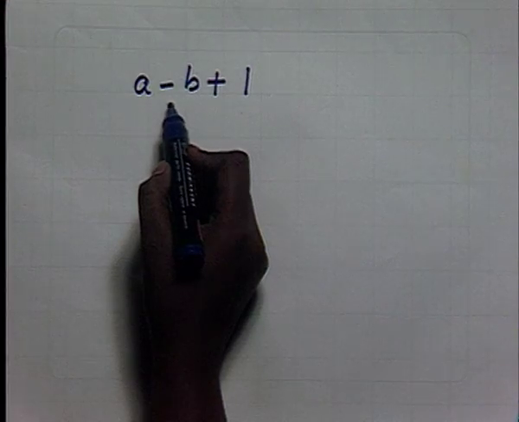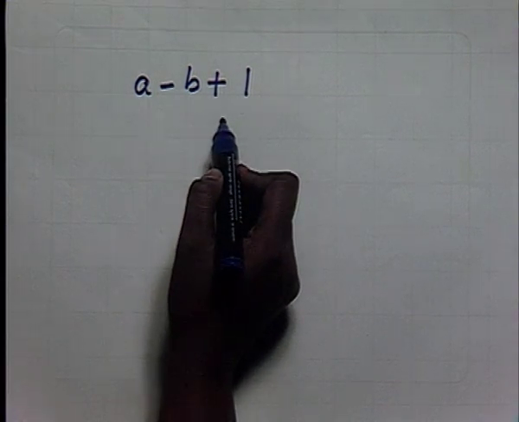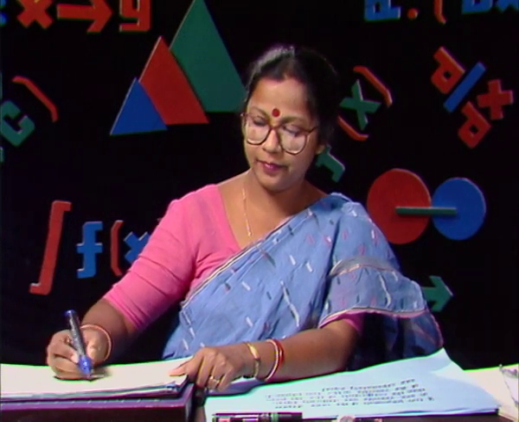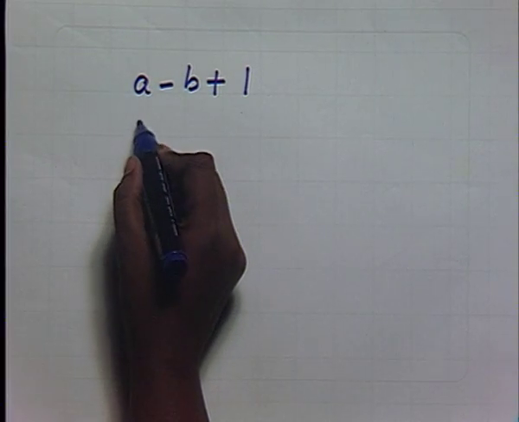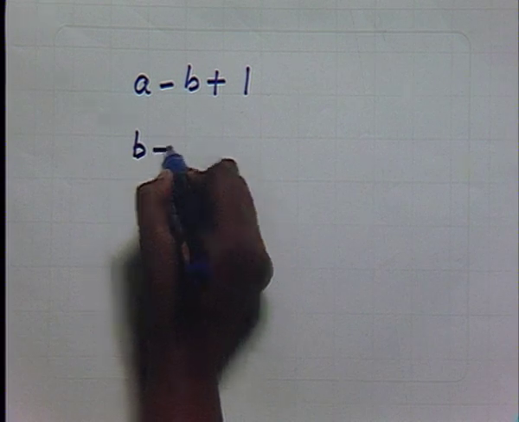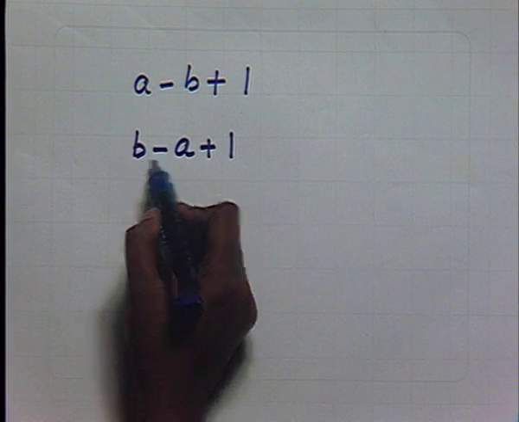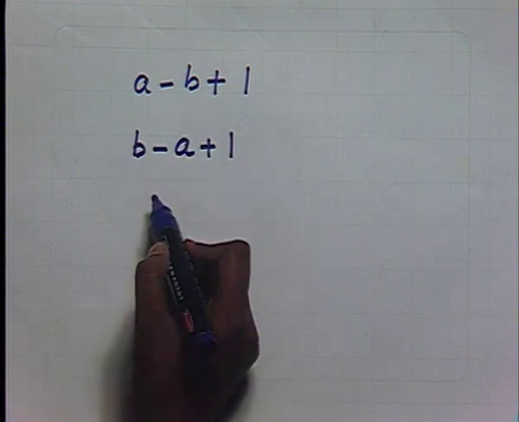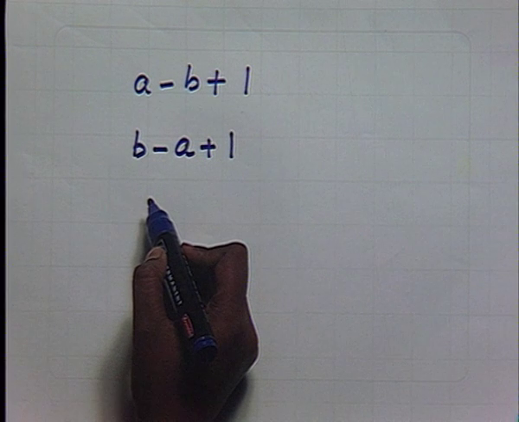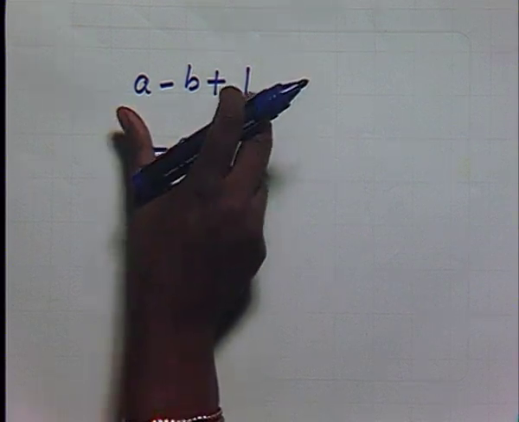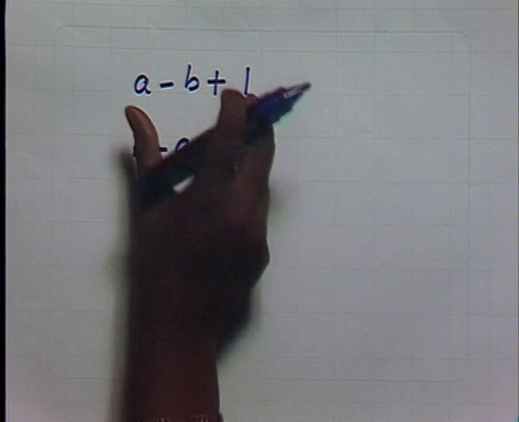Now, look at this expression a minus b plus 1. Is this a symmetric expression? Let us see. Let us interchange the letters a and b in this expression and see what we get. If we interchange a and b, we get b minus a plus 1. But is this expression the same as the original expression? Obviously not. So, this expression is not a symmetric expression.